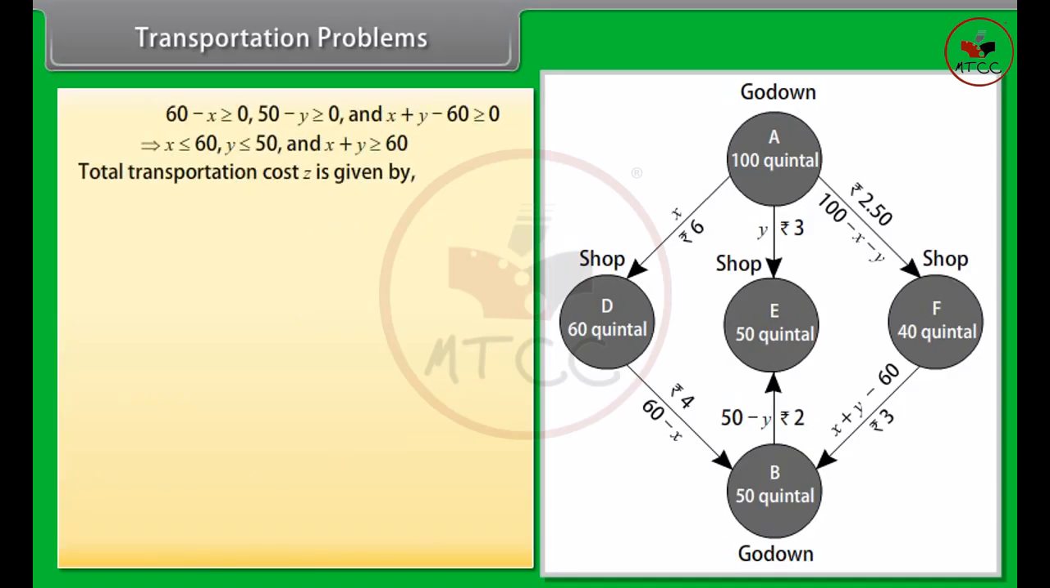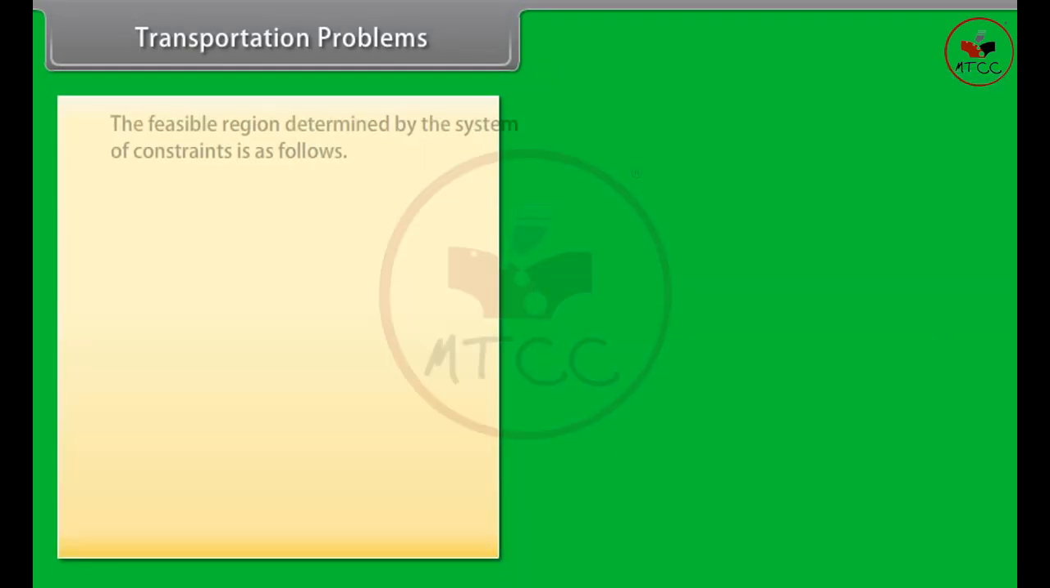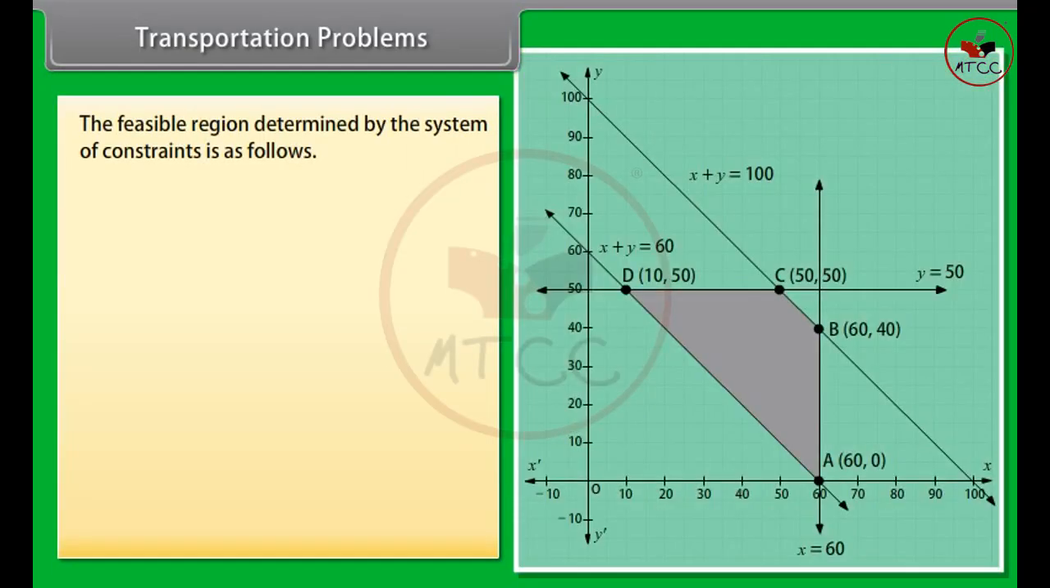Total transportation cost Z is given by. The given problem can be formulated as: minimize Z equals 2.5x plus 1.5y plus 410. Mark it as equation 1, subject to the constraints. The feasible region determined by the system of constraints is as follows. The corner points are A (60, 0), B (60, 40), C (50, 50) and D (10, 50).